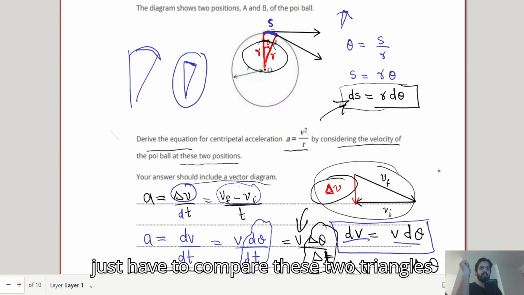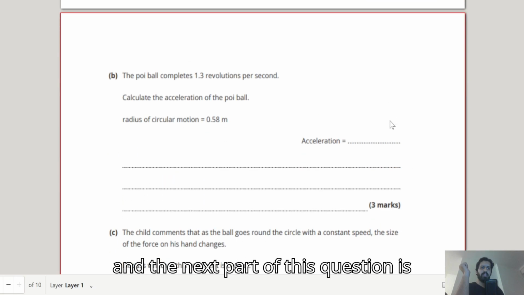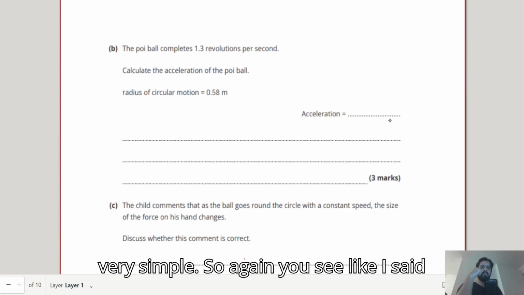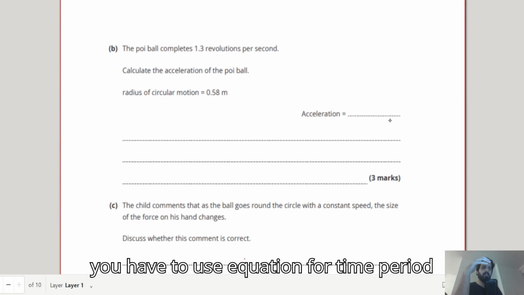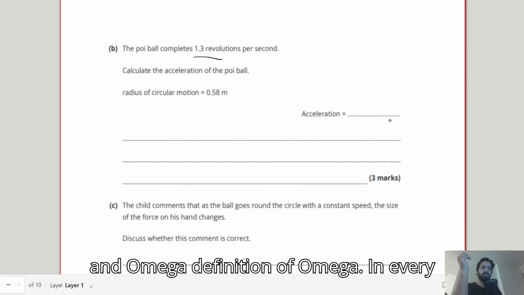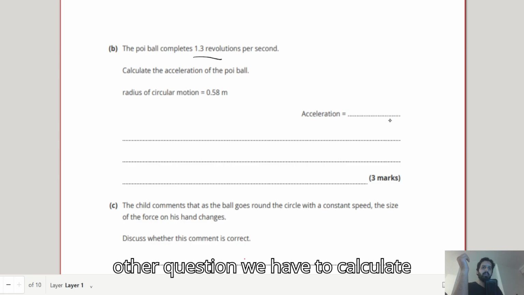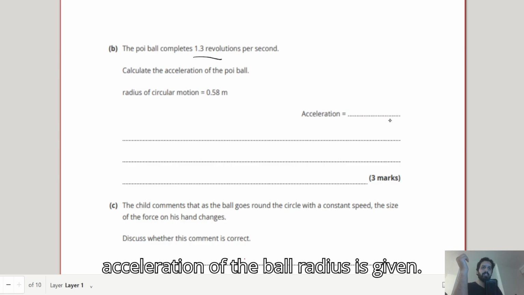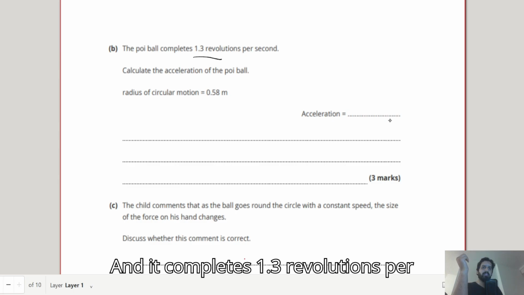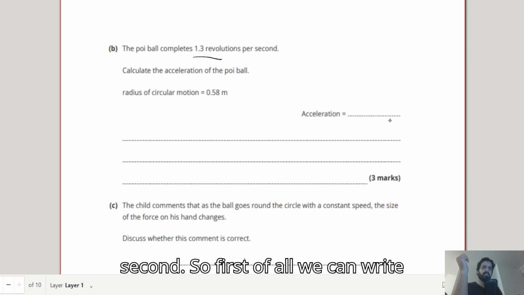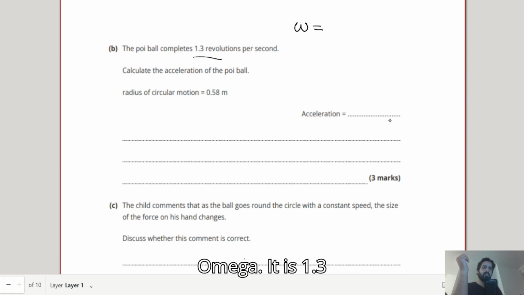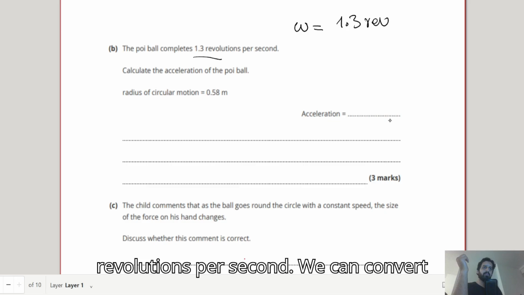Remember, you just have to compare these two triangles. And the next part of this question is very simple. So again, you see, like I said, you have to use the equation for time period and the definition of omega in every other question. We have to calculate the acceleration of the ball. Radius is given, and it completes 1.3 revolutions per second. So first of all, we can write omega. It is 1.3 revolutions per second.